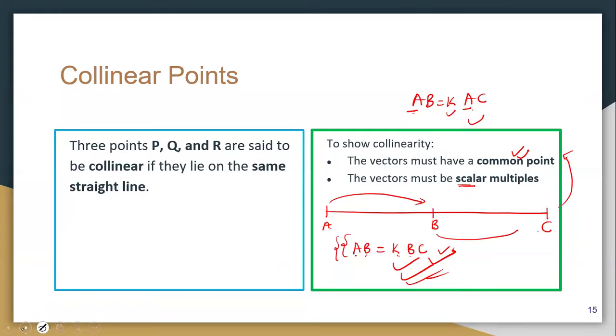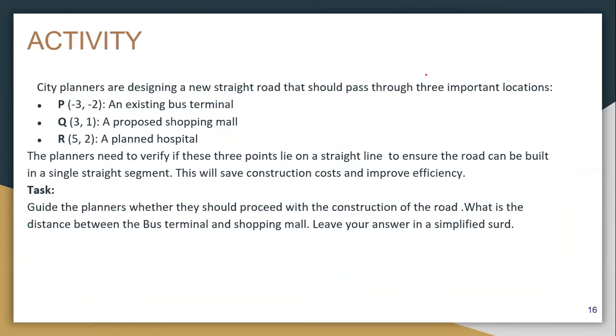Okay. Still, let me start with a scenario. So this is our scenario. They are telling us that we have a planner who's designing a road that must pass through 3 locations. They want to verify whether these points lie on a straight line such that they can be able to build something. Guide the planners whether they should proceed with the construction of the road.